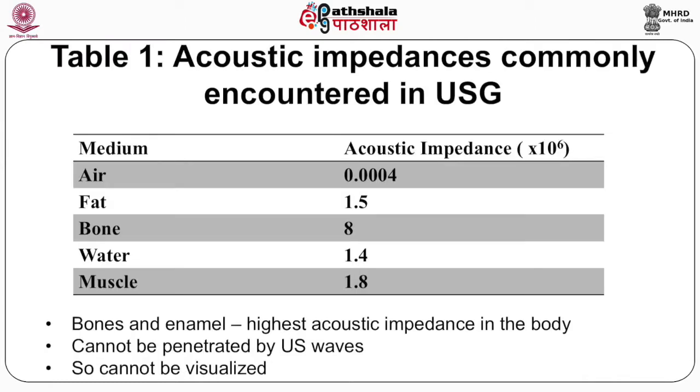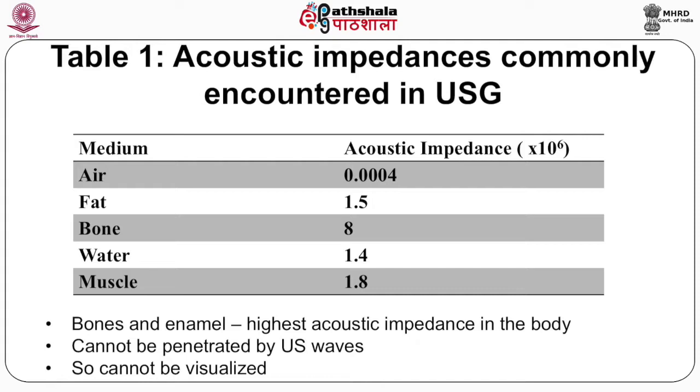Now, this is a table that summarizes the acoustic impedances commonly encountered in ultrasonography. We have different media and the acoustic impedance expressed as a factor of 10 to power 6. Now, as we can see in this table, air has the lowest acoustic impedance, almost close to 0. Fat has an acoustic impedance of 1.5. Bone has an acoustic impedance of 8. Water has an impedance of 1.4, whereas muscle has an acoustic impedance of 1.8.